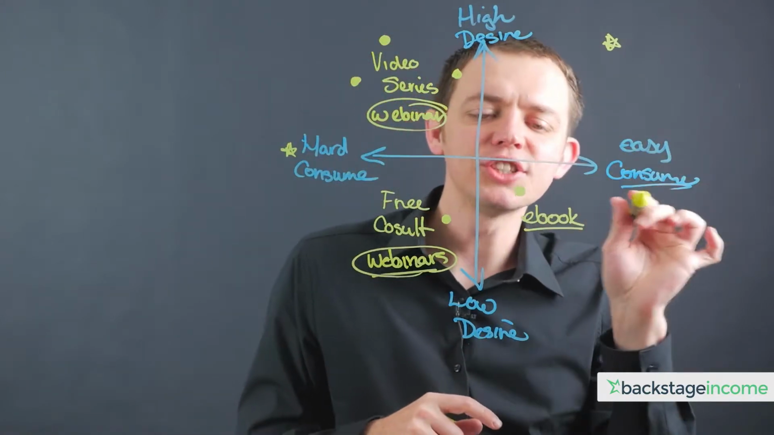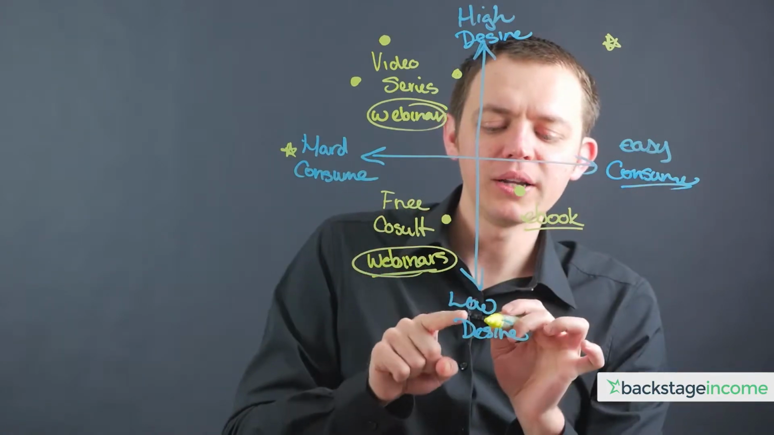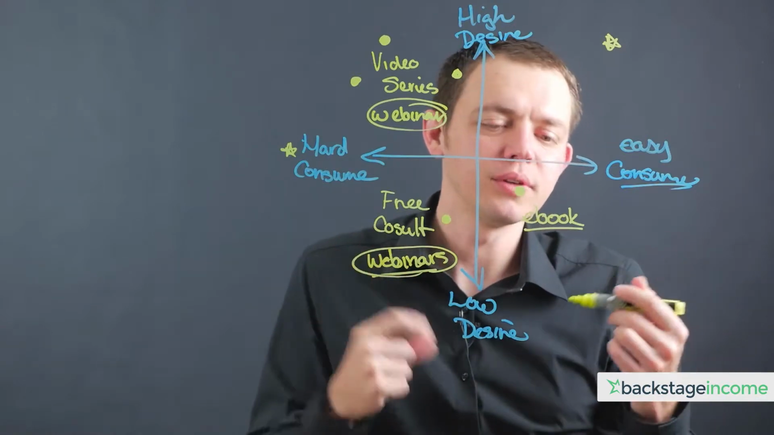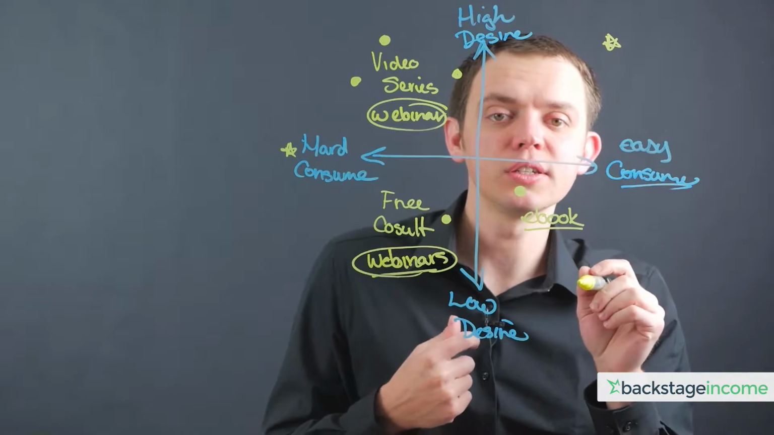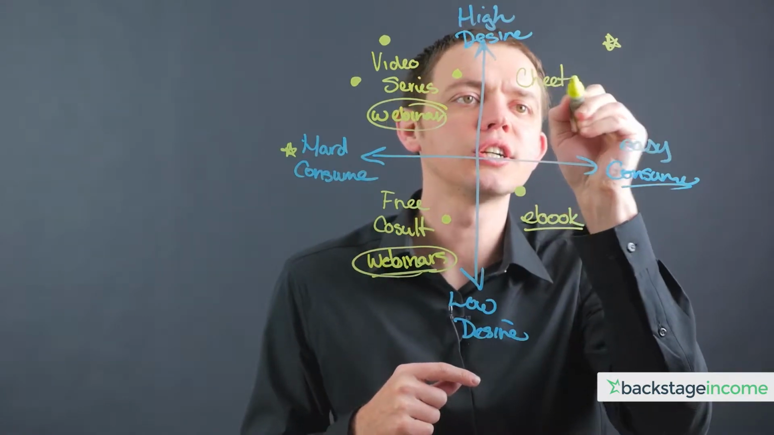So an ebook is easier to consume than a webinar, but it's not always desirable. It takes a bit of time still to go through and read an ebook. So what is kind of high desire, but also easy to consume and quick for you to make? Well, this would be something like a cheat sheet.